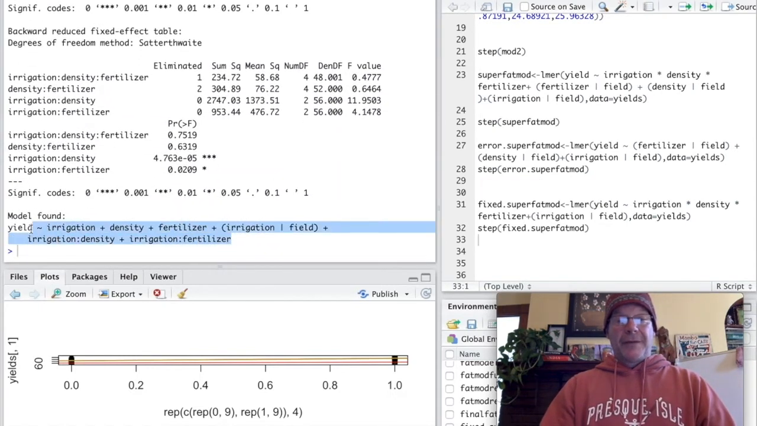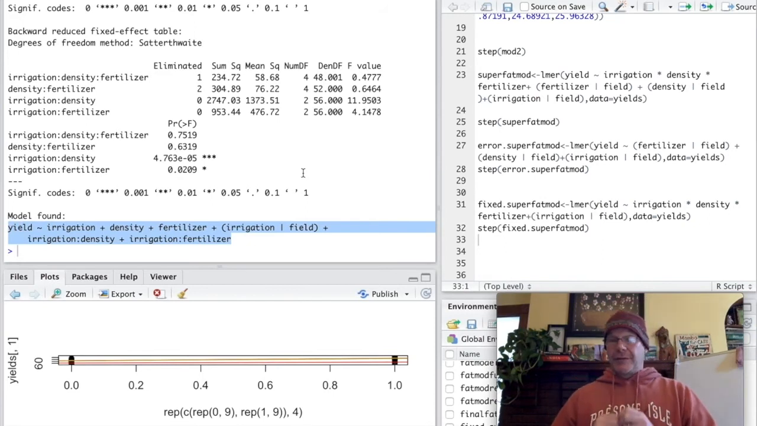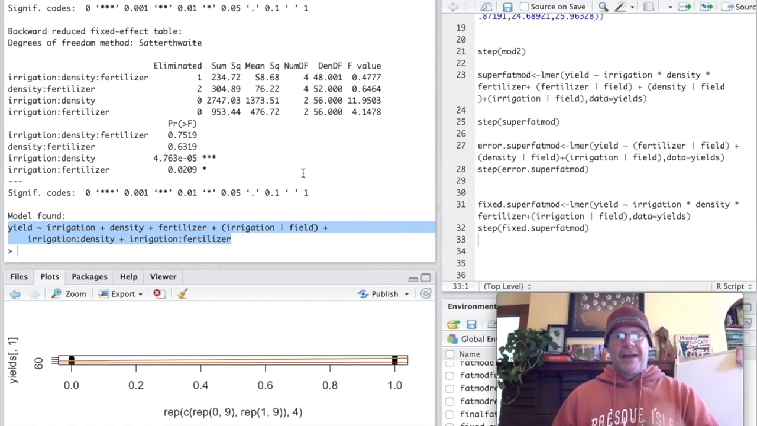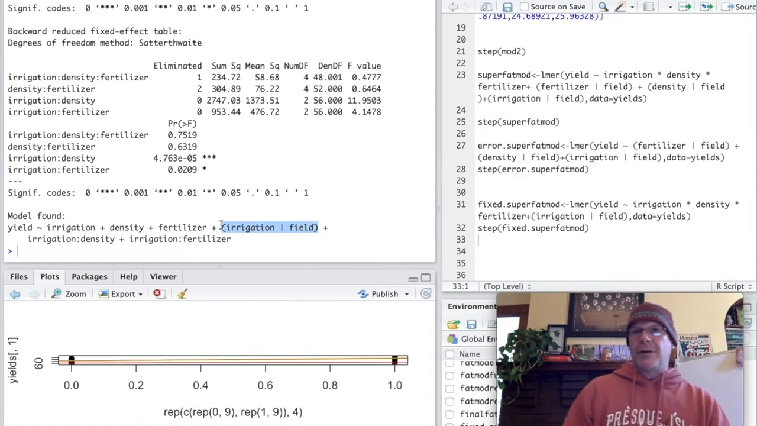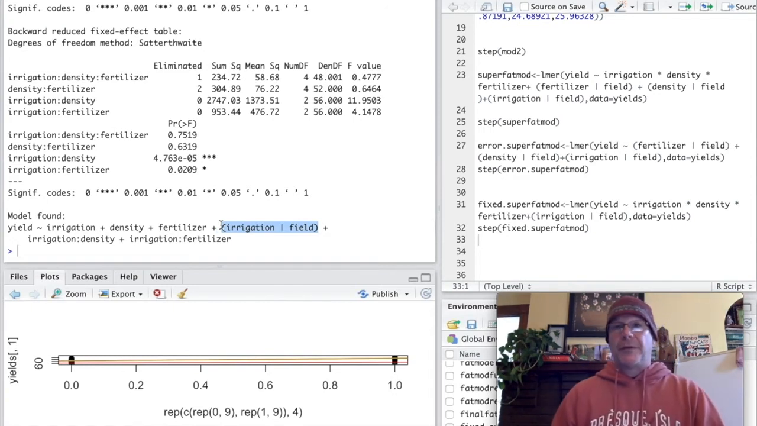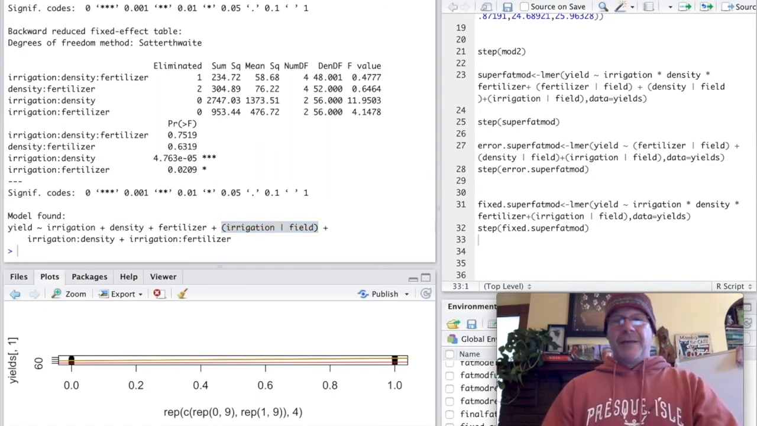and we end up with the exact same model that we ended up with when we just threw the superfat model into that step function. So again, it's telling us that we want all the predictors to be in there. We also want the interaction between irrigation and density, and we want the interaction between irrigation and fertilizer. And our error structure is going to be one where each field is going to have its own intercept and slope associated with the effect of irrigation. And so this then will be our final fat model.